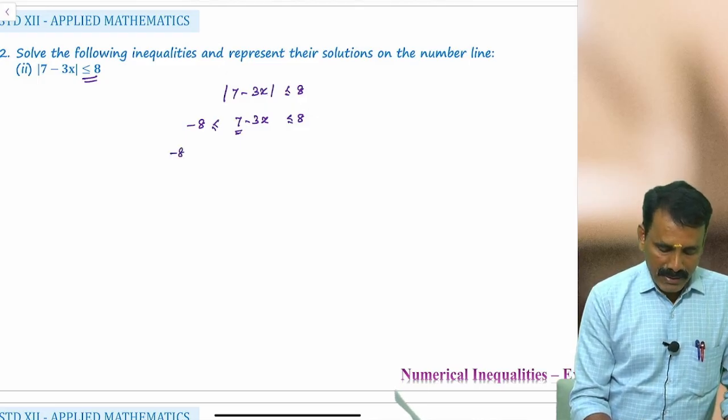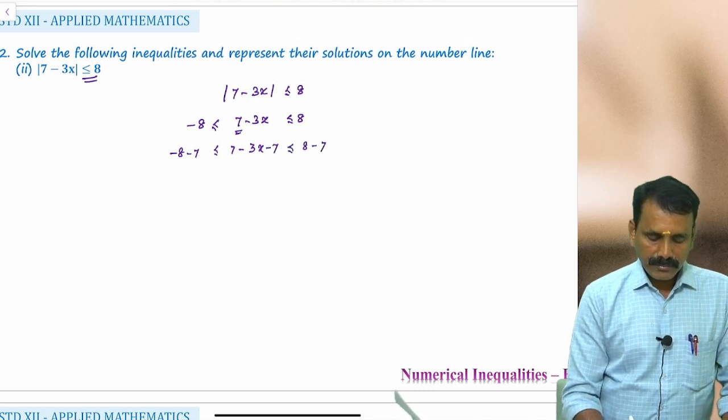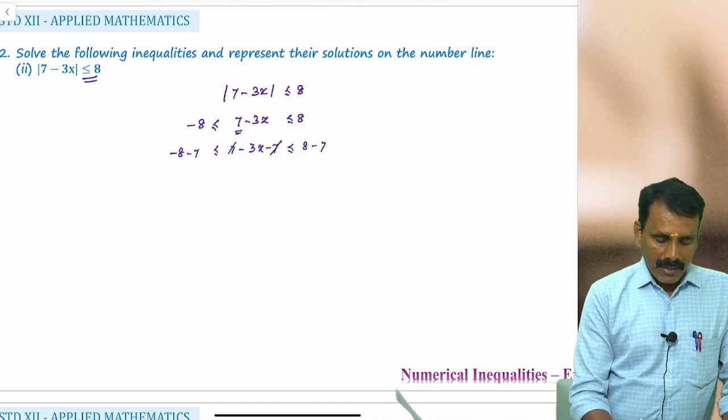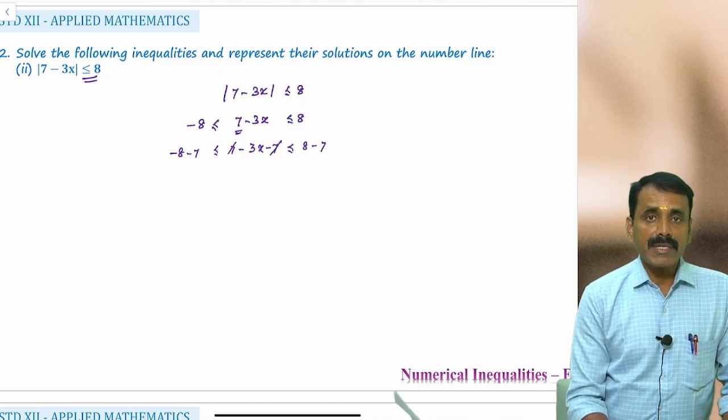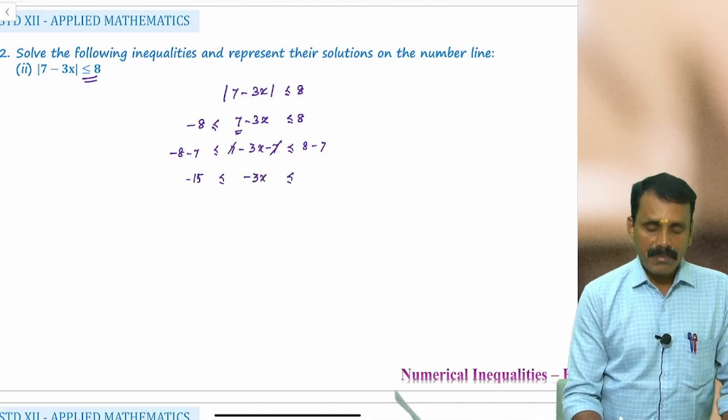So minus 8 minus 7 less than or equal to minus 3x, that is 7 minus 3x minus 7, less than or equal to 8 minus 7. So here plus 7 and minus 7 cancel. Here minus 8 minus 7 both are having same symbol, so it should be added. So minus 15 less than or equal to minus 3x less than or equal to 8 minus 7. 8 minus 7 is 1.